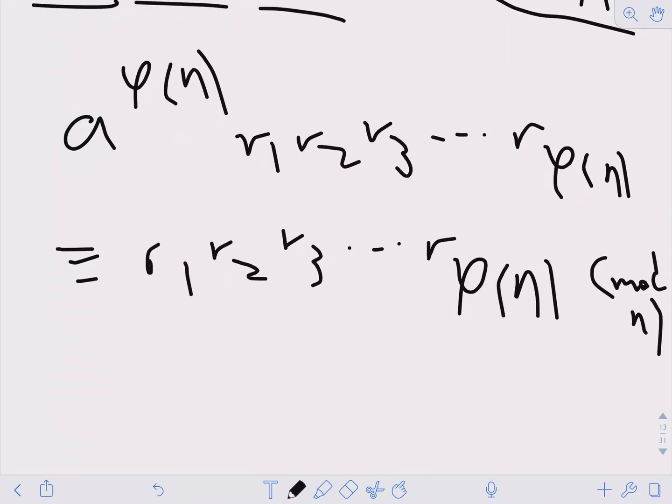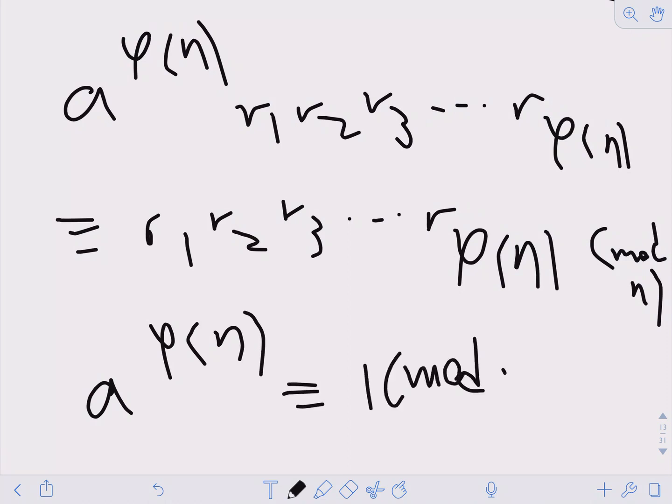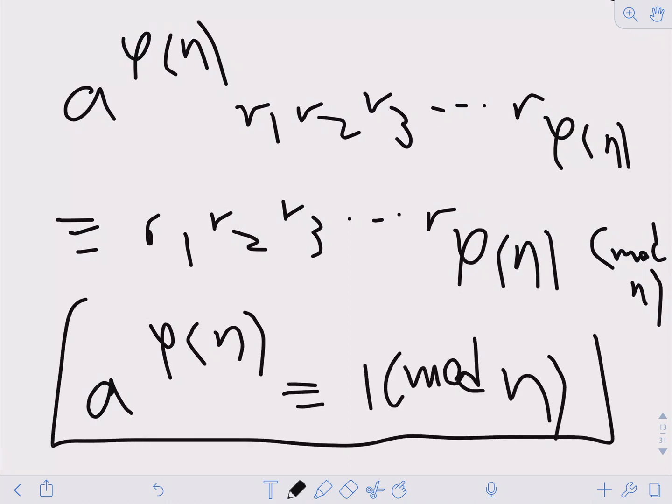But I think you can see from here, R1, R2, R3, all of them are relatively prime to n. So we can multiply by their inverses to get rid of them on both the left-hand side and the right-hand side. After you do that, you're left with a to the phi of n is congruent to 1 modulo n, which is exactly what we desired. Very nice argument.